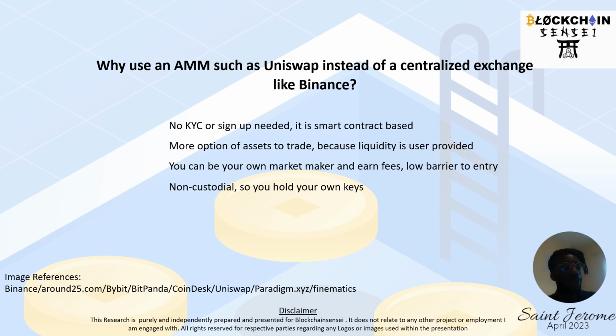When you use a big exchange like Binance or Coinbase, for example, that's a custodial solution because they're holding the keys to your coins. But when you're using a decentralized exchange such as Uniswap, it's non-custodial, so you hold your keys and you just use a smart contract to operate.